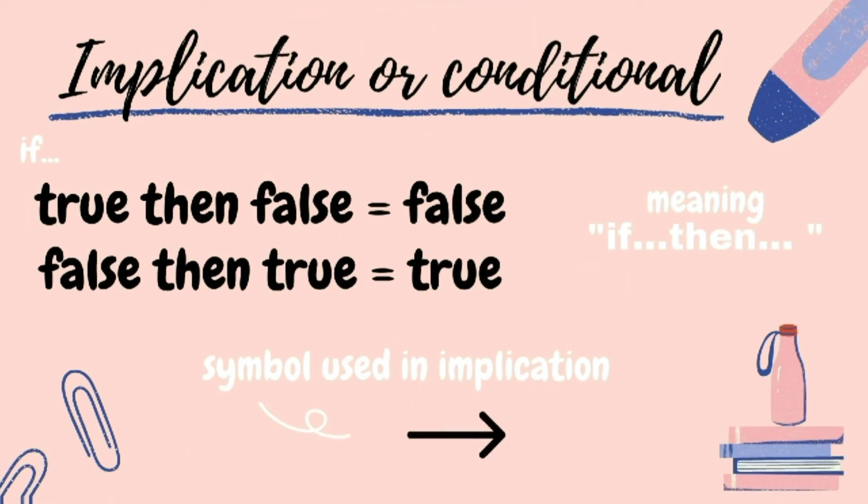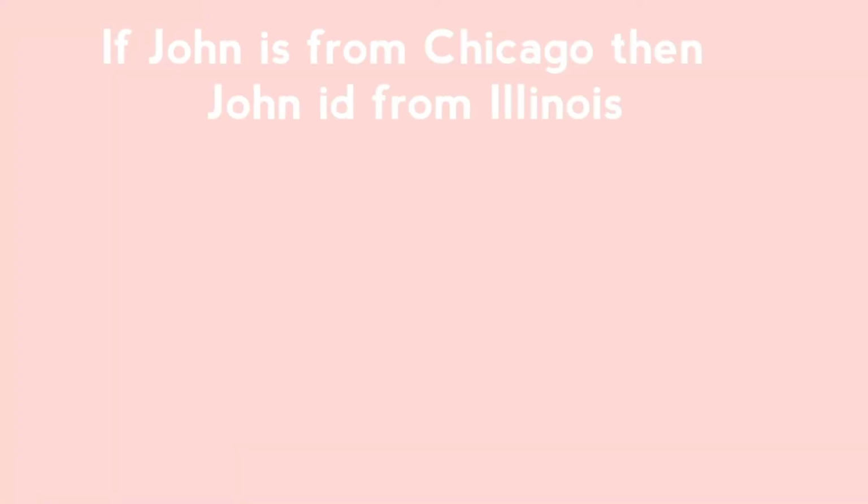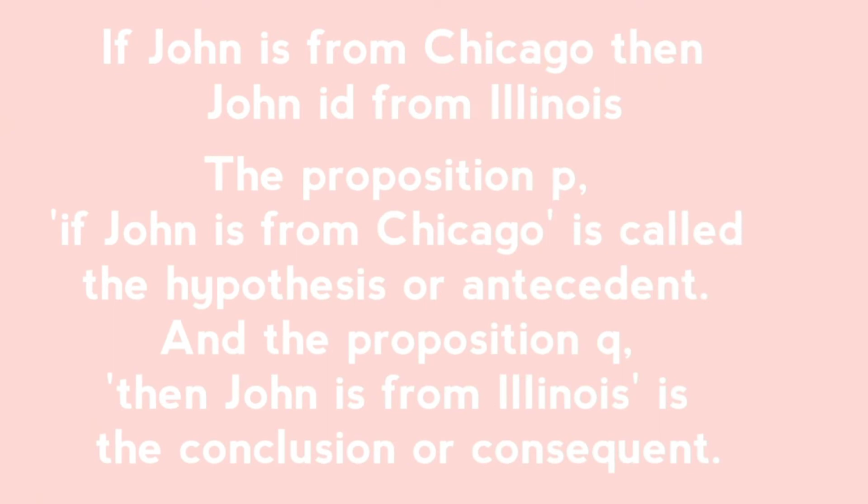Conditional propositions. A proposition of the form if P then Q, or P implies Q, is called a conditional proposition. For instance, if John is from Chicago, then John is from Illinois. The proposition P, if John is from Chicago, is called the hypothesis or antecedent, and the proposition Q, then John is from Illinois, is the conclusion or consequent.